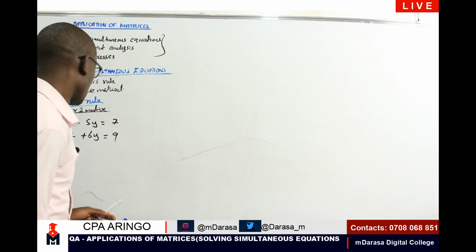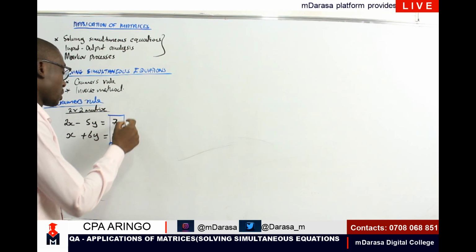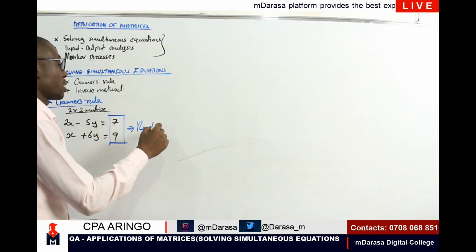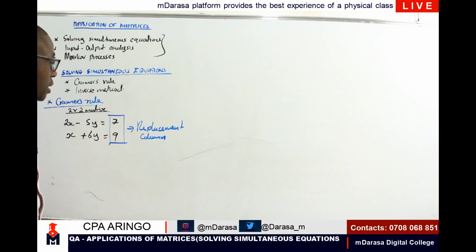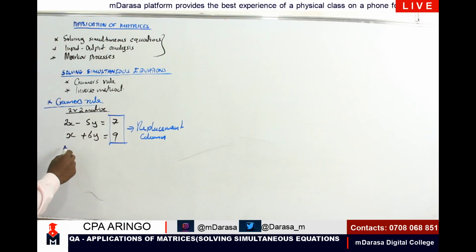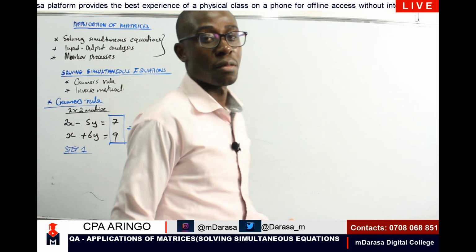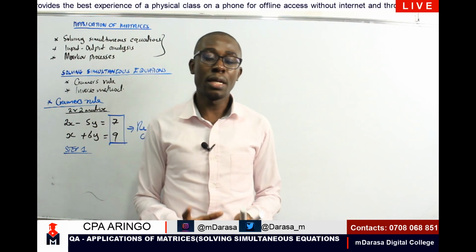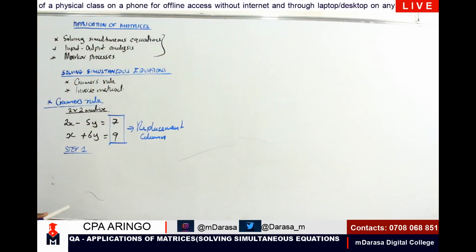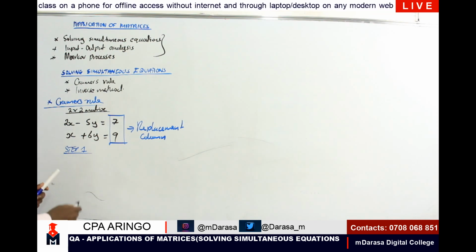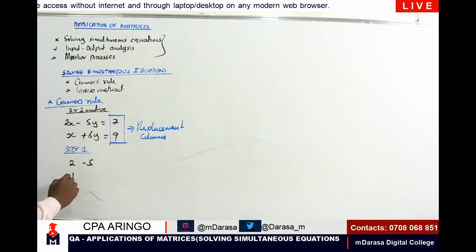In Cramer's rule, what I want us to focus on and understand is the replacement column. That's the first thing that we need to understand. So step number one in solving this case, my good students, we need to determine what is known as the base matrix. And how do you determine our base matrix? Clearly, in this case, I'm talking of 2, minus 5, for x, y, and 1, 6.